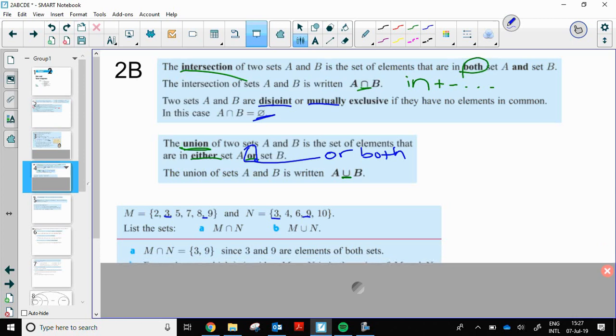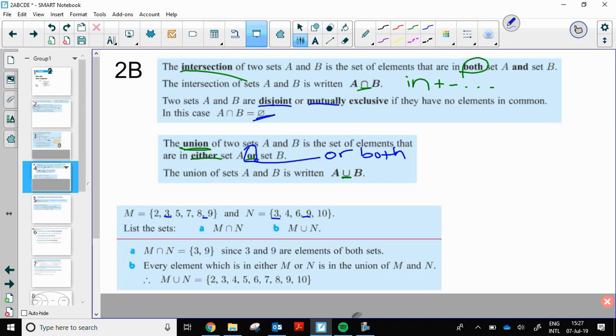And then for the union, that's going to be every element that's in either M or N. But just like before, we're not going to repeat anything. So the numbers 3 and 9 are only going to show up once in this union, but otherwise we have every single number appearing in either of those two lists.